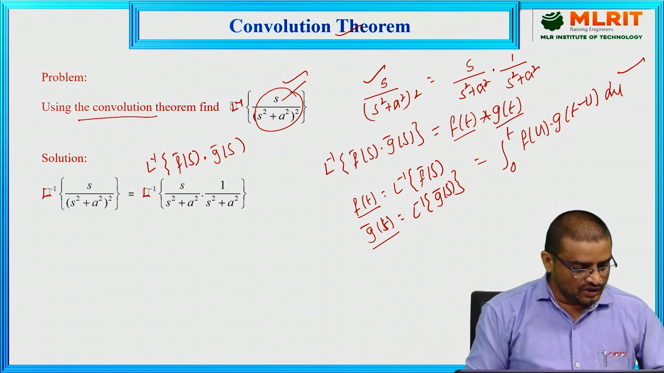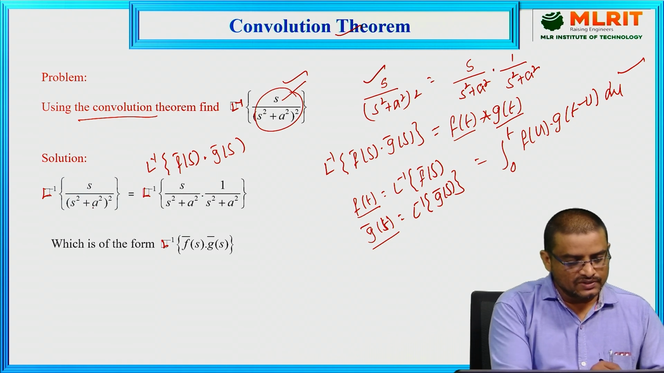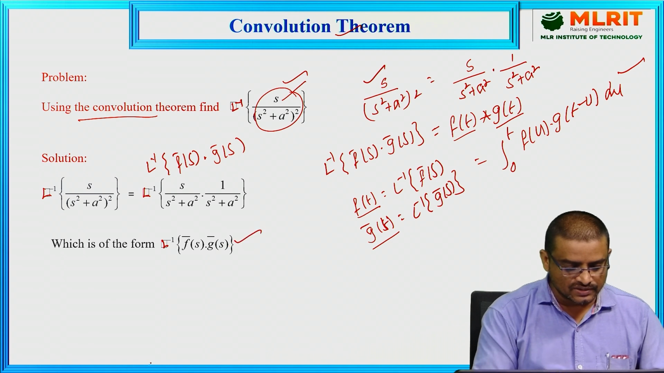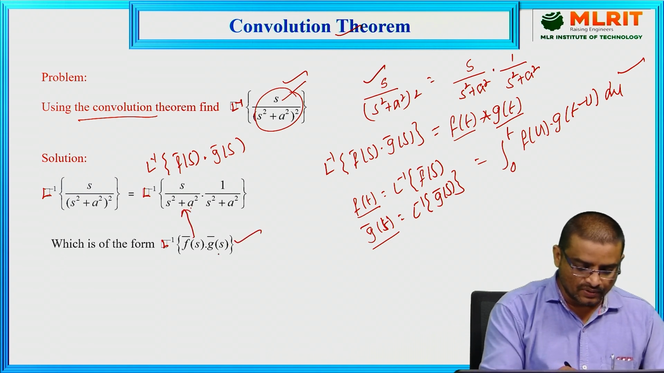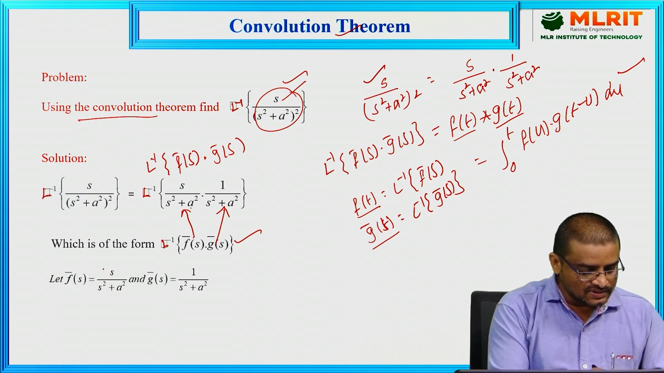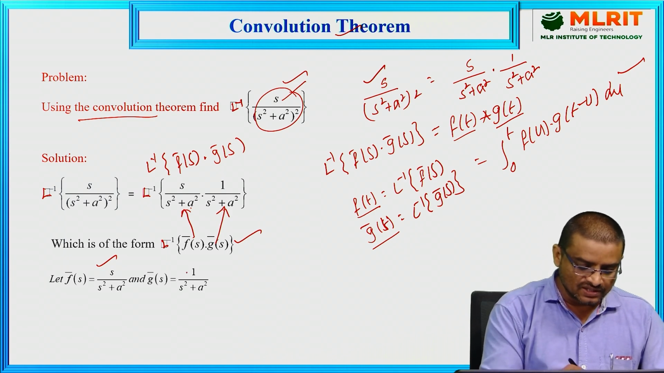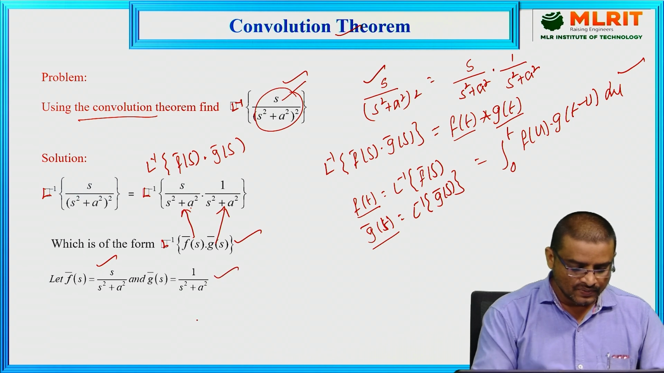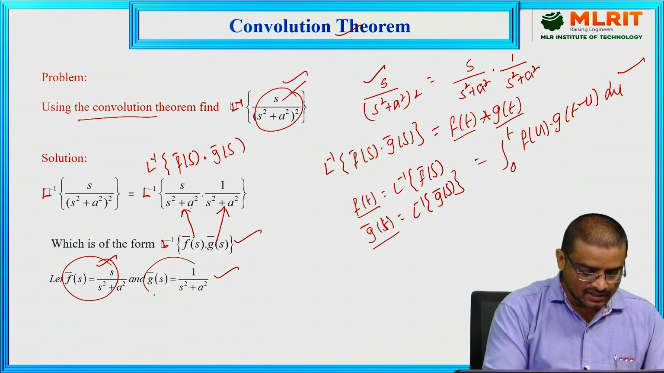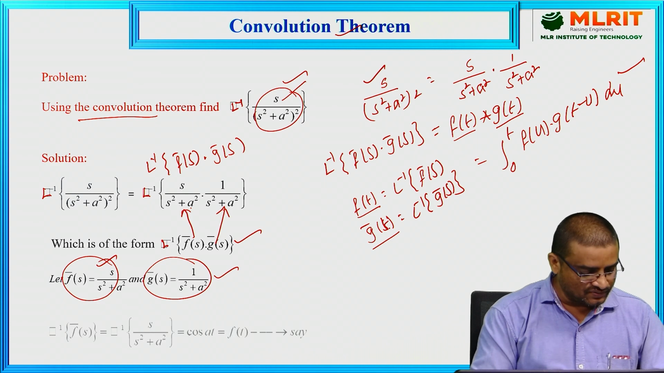Okay, so now whatever we have reduced this function to, this is of the form L inverse of f bar of s into g bar of s. So we can consider this as f bar of s and this as g bar of s. So here f bar of s is equal to s by (s square plus a square), and we can take this function as g bar of s is equal to 1 by (s square plus a square). Now for these two functions you apply the inverse Laplace transform, then you will get our f of t and g of t value here.